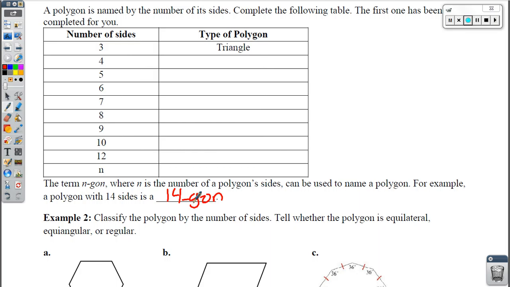But for the shapes that have 3 through 12 sides, we have special names for those. So 4 sides, you might be thinking square or rectangle, but actually that is not the general term. A square and a rectangle, those are very specific types of 4-sided shapes. The general term for just any shape that has 4 sides is a quadrilateral.